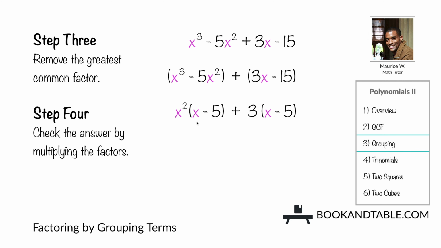And now we have two different terms, and we want to remove the greatest common factor. Both of them have a factor of x minus 5 that we can remove. When we remove x minus 5 from each one of these, we get x minus 5 as one factor. The second factor will be the remaining terms that were left once we removed x minus 5. So we combine x squared and positive 3 to give us our second factor. So when you factor x cubed minus 5x squared plus 3x minus 15, you'll get x squared plus 3 times x minus 5.